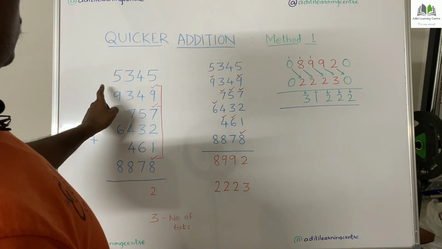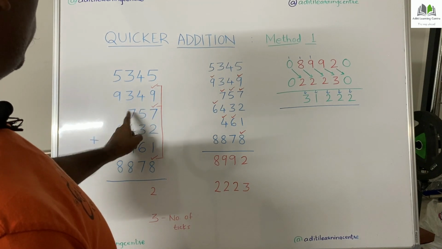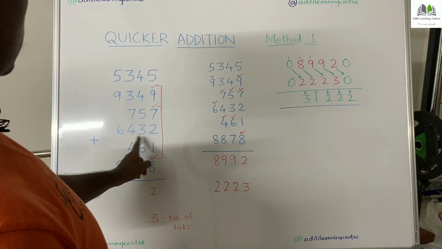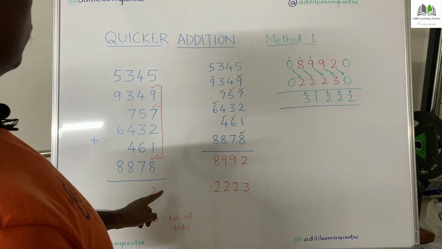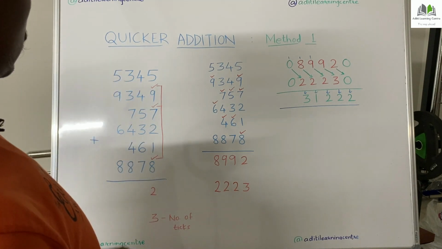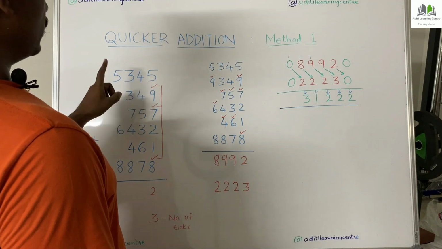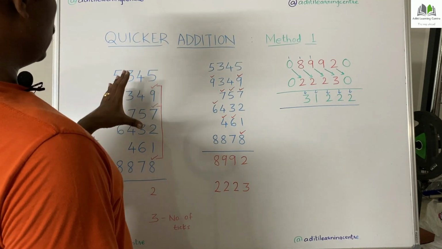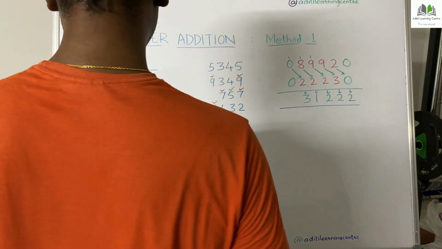Suppose this example, as you can see on the board: 5345 plus 9349 plus 757 plus 6432 plus 461 plus 8872. You are asked to find the sum total of all these numbers. This method of addition is also known as the ticks method of addition. So what do we mean by the ticks method of addition?